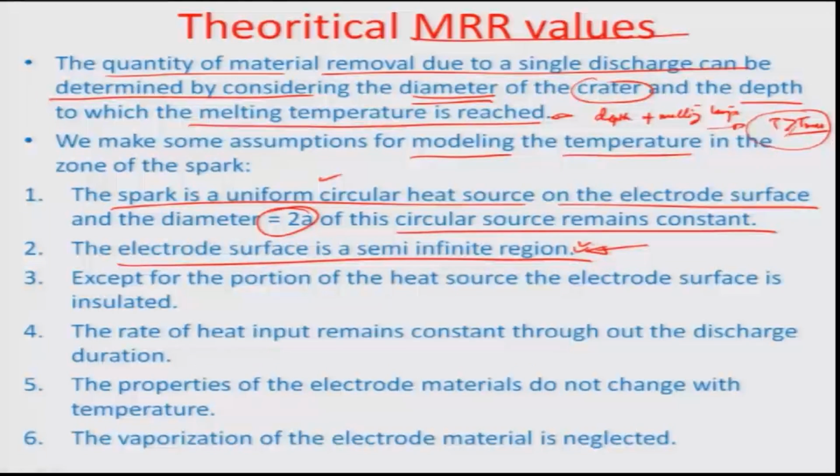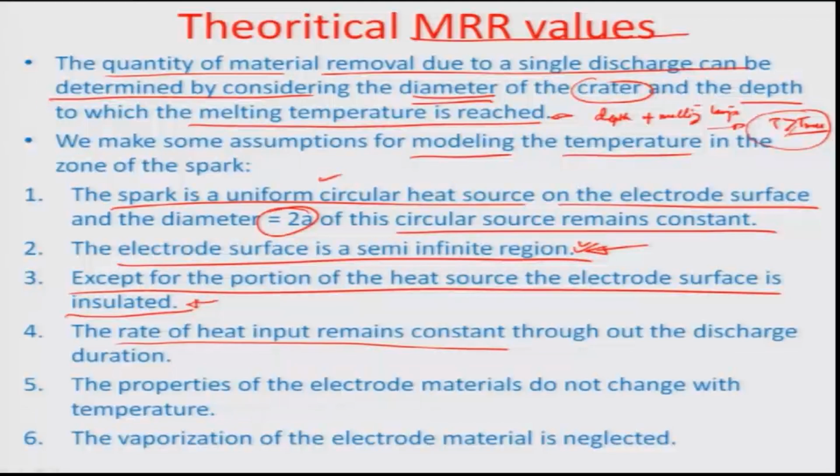This is more so because we want a distribution only in the radial direction and not as a function of the angle theta. So, except for the portion of the heat source, the electrode surface is considered to be insulated, and there should not be any other heat inflow except what is coming from a spark. Obviously, the rate of heat input remains constant, that is another assumption of this model, throughout the discharge duration, although this is really something that can be modified quite a bit, because although a discharge is a momentary affair, when we talk about micro machining particularly, there may be a finite time duration of the discharge, and the volume of material that is being removed there is very small.